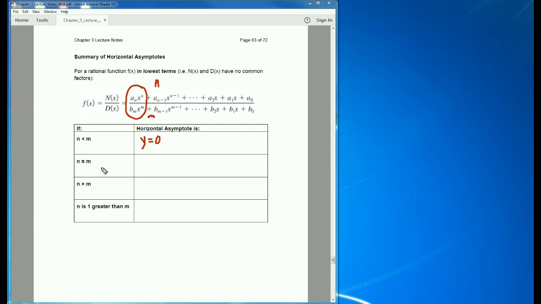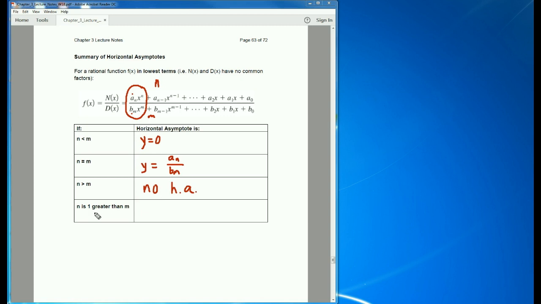If the degrees are the same, then the horizontal asymptote is going to be the line y equals a sub n over b sub m. Okay, where those are just the leading coefficients. If n is greater than m, then there is no horizontal asymptote. Okay, the function behavior is just unbounded on both sides.